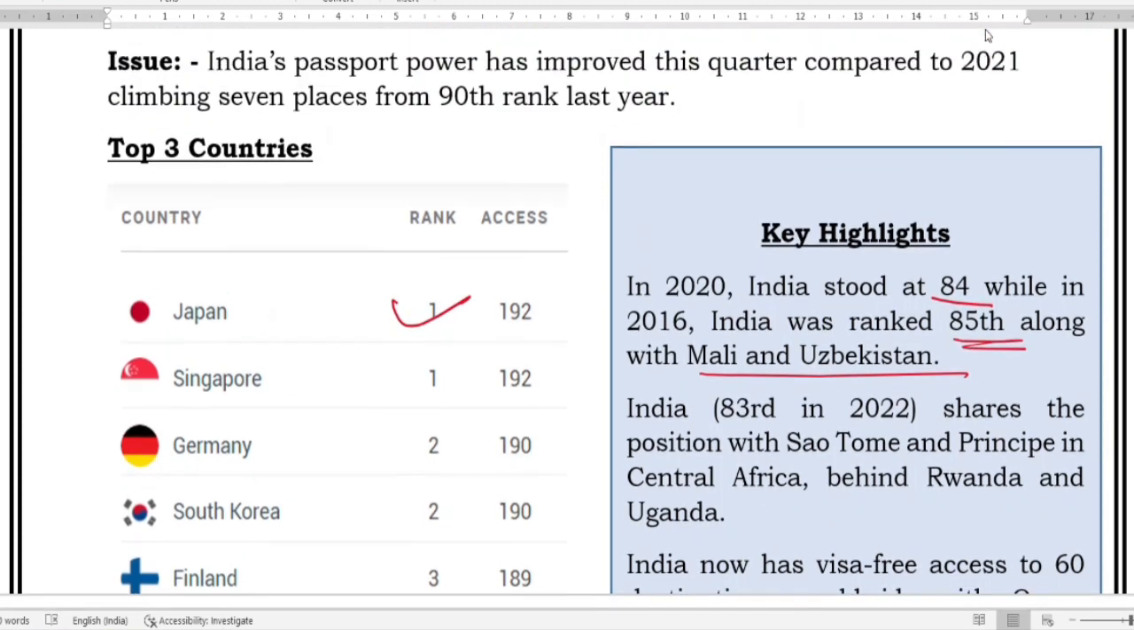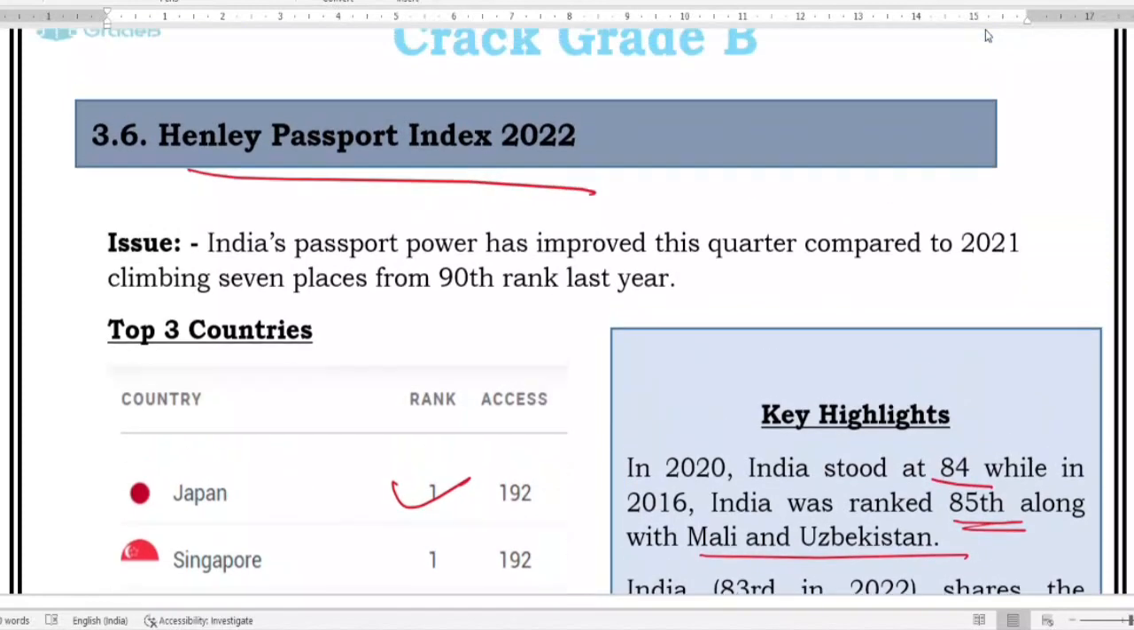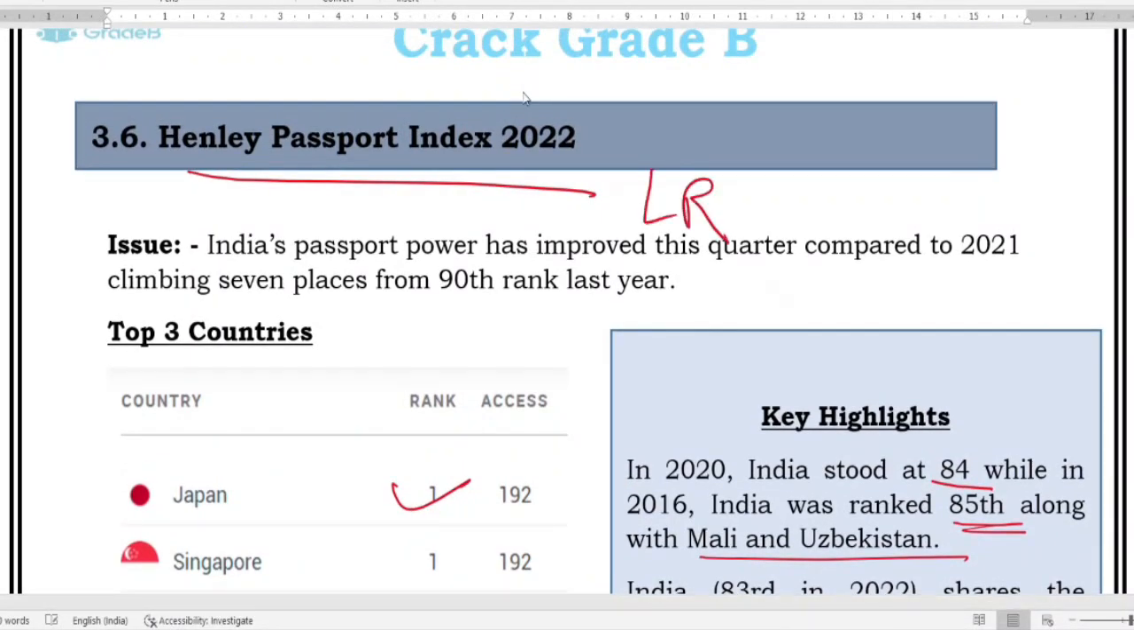I will tell you a fact. This is a real-time report. What do you mean by real-time report? Let's say, pause the video, go to the website of Henley Passport. You will see the real-time data. How do they calculate? They calculate based on the number of countries that don't require a visa for the citizens of another country.